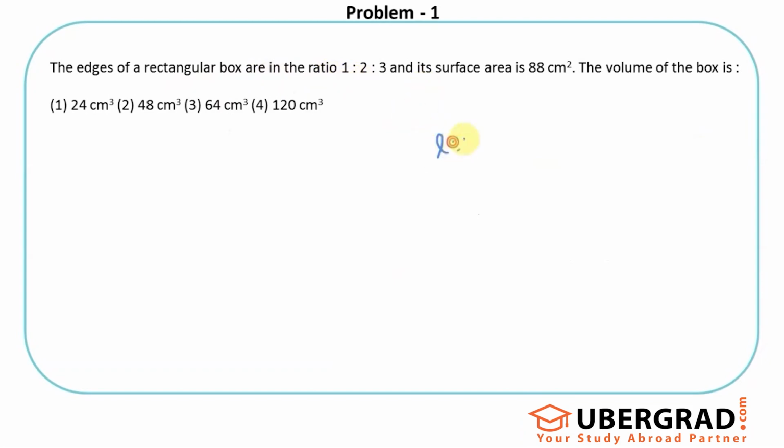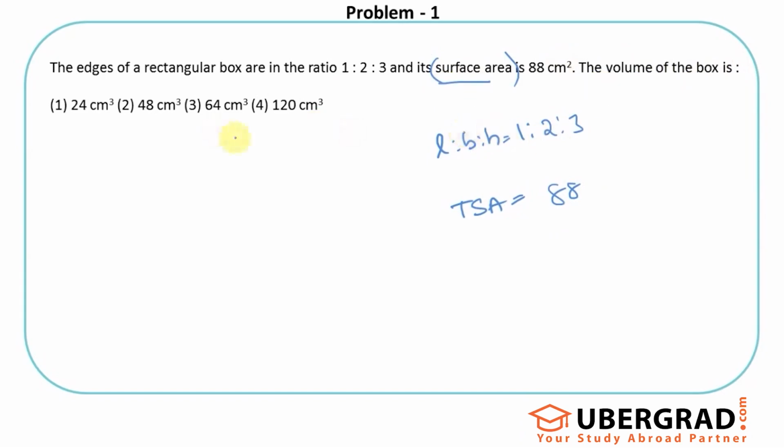Edges of a rectangular box are in the ratio 1:2:3. I'm talking about length is to breadth is to height of a cuboid is 1:2:3. And its surface area is 88. Whenever they just say surface area, take it as the total surface area, unless they specifically call it a curved surface area or lateral surface area. So the surface area is 88. What is the volume of the box?